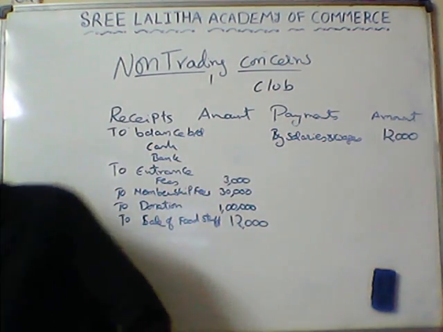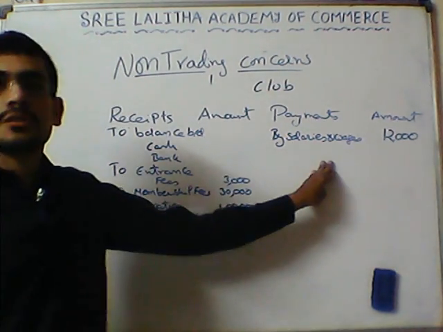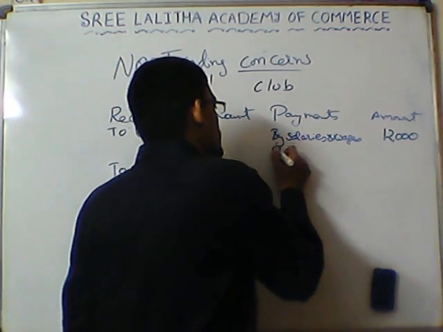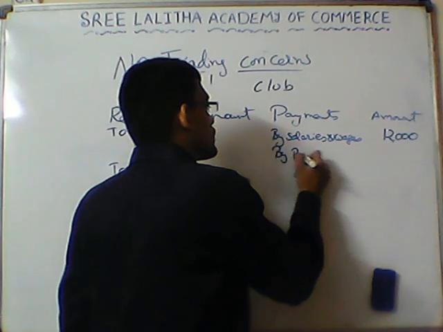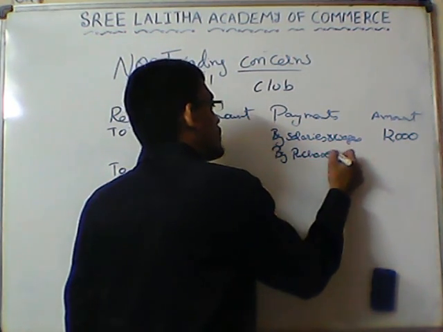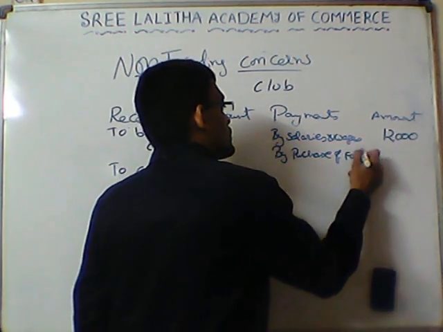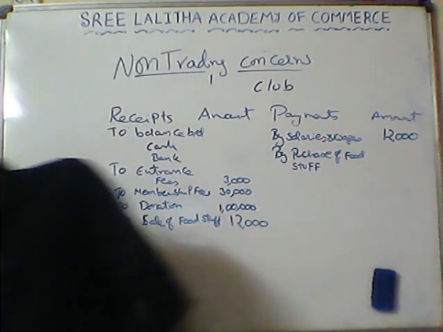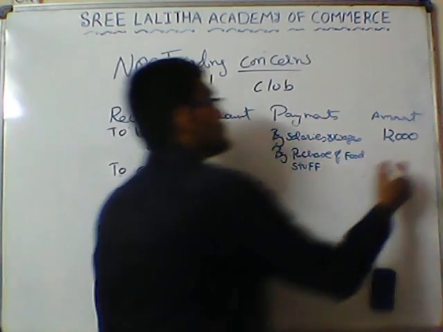Next is what? Purchase of foodstuff. You are purchasing some foodstuff here. You are selling the foodstuff here. Purchase is nothing but an expense. So by purchase of foodstuff, which amounts to 8,000.